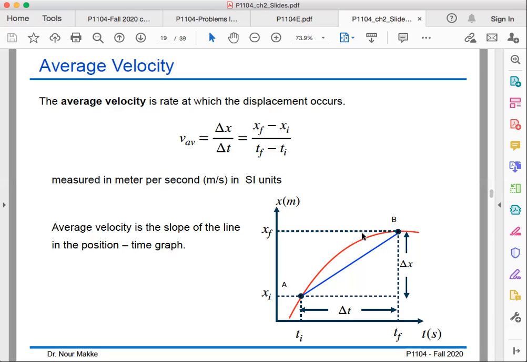And the difference between these two horizontal lines is nothing else than x final minus x initial, which is delta x. And from here, you can see that this delta x over delta t is nothing else than the slope of the line that is drawn from point A to point B, or between points A and B. And so from here, we can deduce that the average velocity, by definition, is the slope of the line that connects the two positions, initial and final, in a position time graph. We call it a position time graph because it's position as a function of time. So this is for the average velocity.